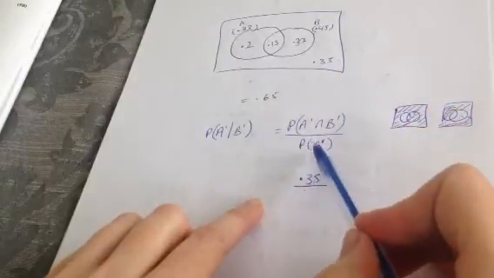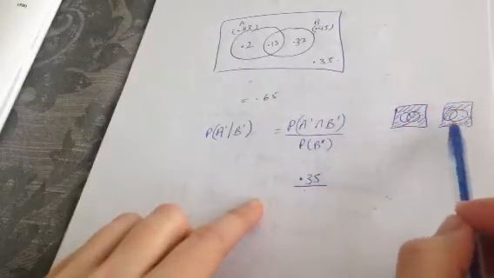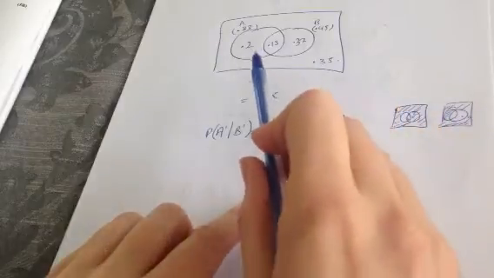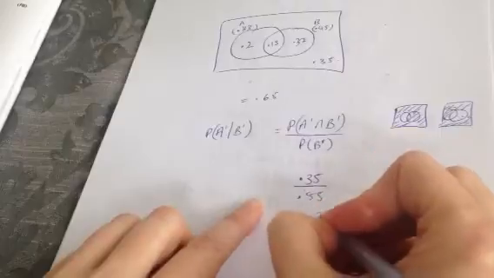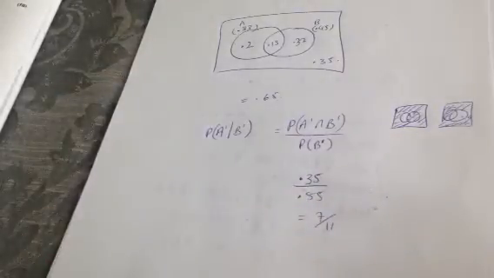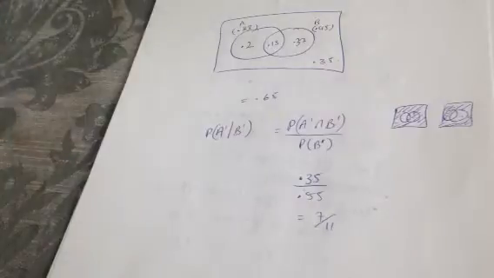And then the probability that B doesn't happen is this, which is the 0.2 plus the 0.35, which is 0.55. And you can put that as 7 over 11 if you put it into your calculator. So that's part 2.